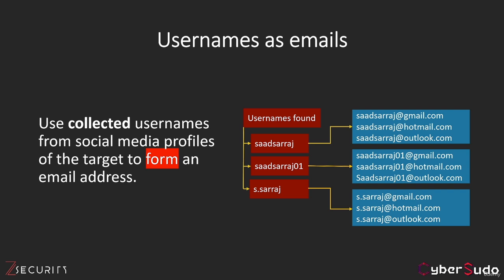So in this lecture, you have learned how you can utilize the found usernames about a person and form an email address list, and then use this list to check what email addresses are valid or not, and then check what email address belongs to the person that you are looking for.